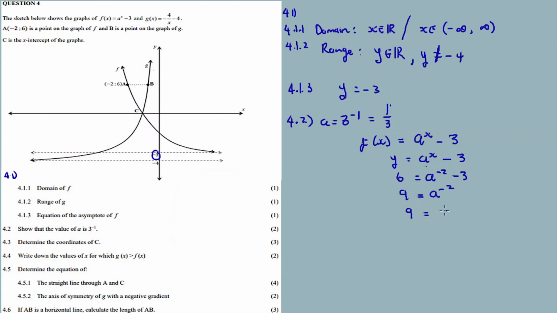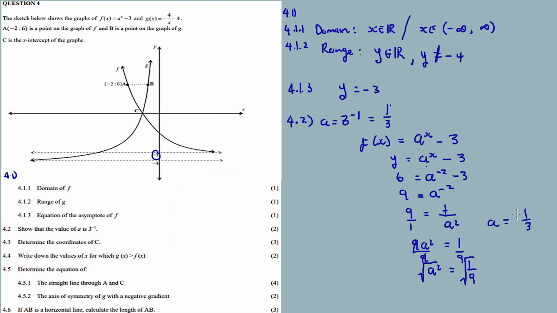Now 9 is equal to 1 over a squared. I'm applying my exponents, changing the negative exponent to a positive exponent, then it is divided by 1. Cross multiplying, 9a squared equals 1. Divide both sides by 9, so that a squared is equal to 1 over 9. Then I take the square root on both sides. Therefore a is equal to 1 over 3.